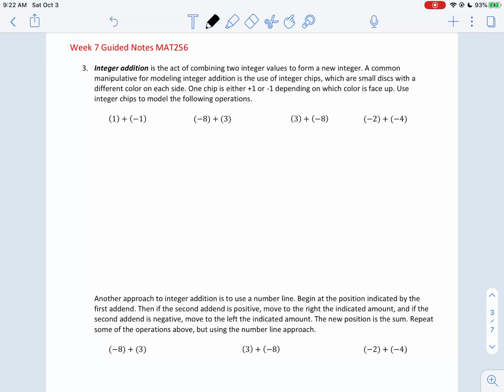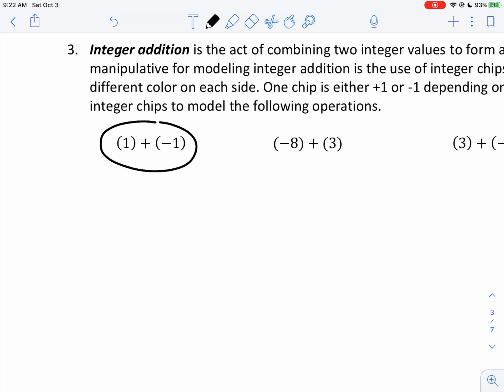And one good way to think of integers is to place them in a context such as the money context. Let's say a plus 1 means you have a credit for $1, and a minus 1 means you have a debt for $1. So if you combine a plus 1 and a minus 1, you expect those financial values to cancel each other. If you get a credit for $1 and then you incur a debt for $1, then your net value is 0. Okay, what does that look like with integer chips?